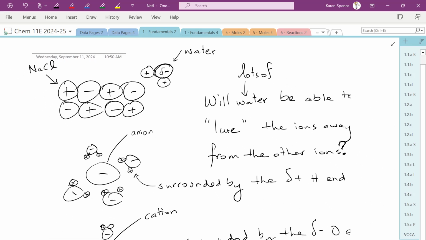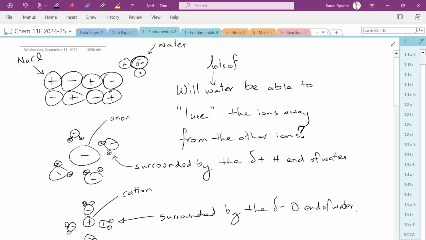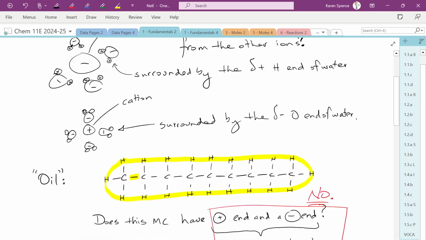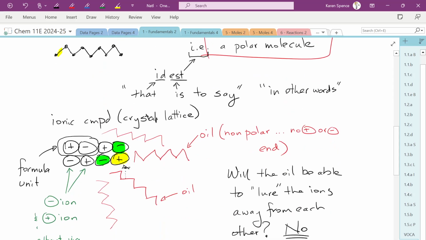If anybody wants a printout of this, just let me know at the end of class and I can print out all these notes. Okay? So if you're like, wow, everything just kind of got crazy.